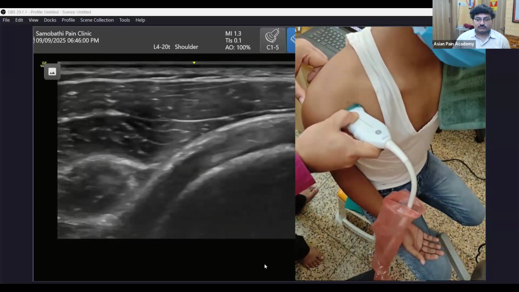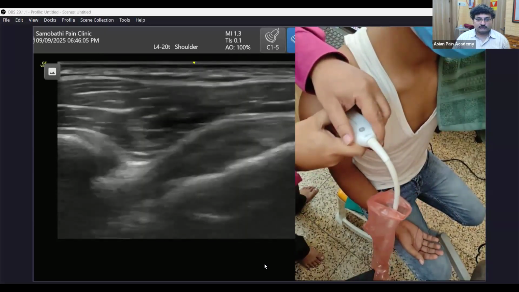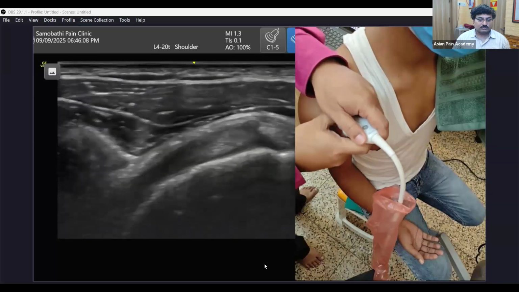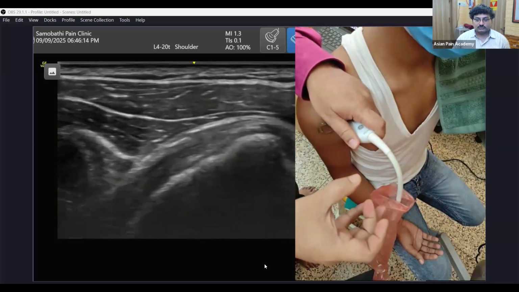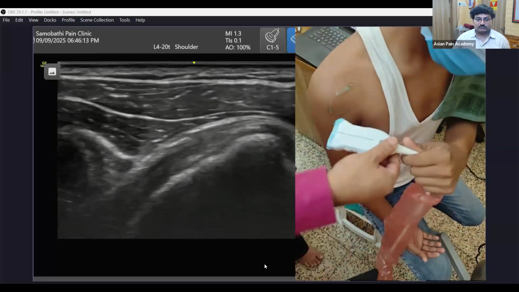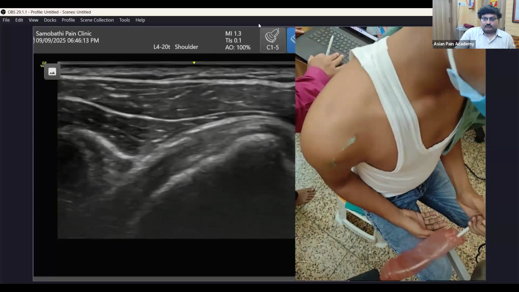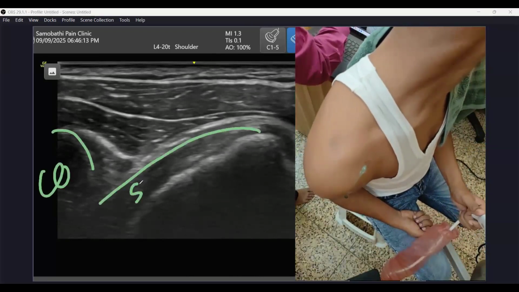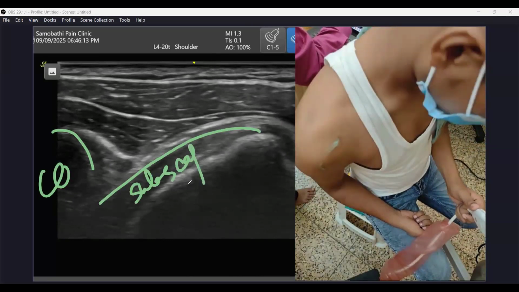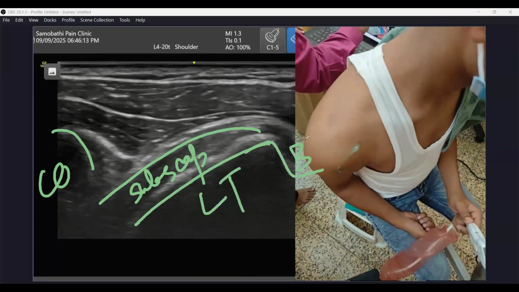So I am going a bit up also. Now I am seeing the coracoid process, and I am seeing the lesser tuberosity also. So this is the area. Okay, sure, freeze. So this part is the coracoid process. This is the subscap. This is the lesser tuberosity bone. Of course, this part is the biceps tendon.